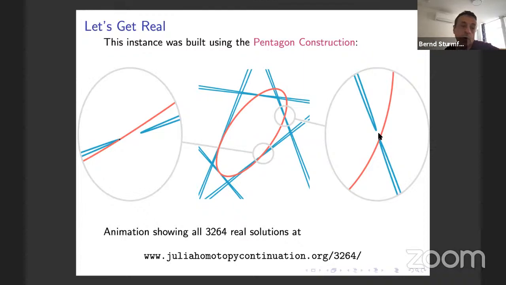And then as you work it out, you get 3, 2, 6, 4, and I'll show you this in a moment. In fact, there's an animation that shows this instance and all the solutions also at the same website if you click at the bottom.